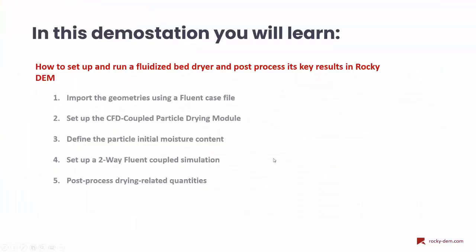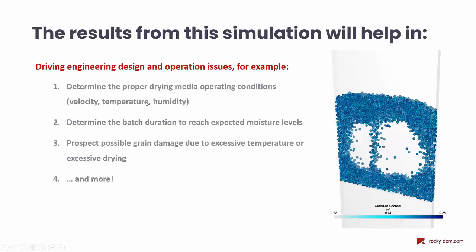Okay, so what can we actually get from this simulation I just showed you? Using those results, we can definitely determine the proper drying media operating conditions. For example, you can change flow velocity, temperature, and humidity and see how those quantities will actually impact the dynamics of the system and the way the moisture content decreases with time. Using that information, we can determine the batch duration to reach the expected moisture level.